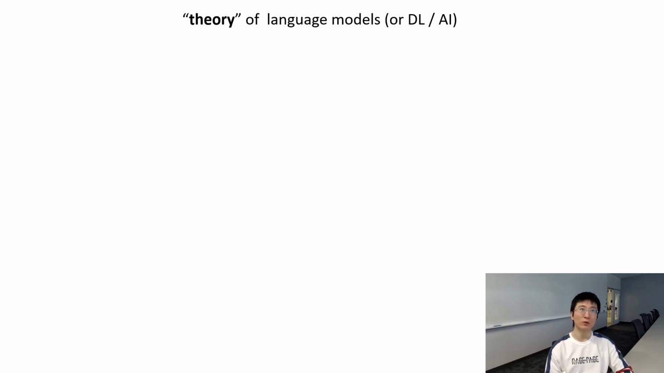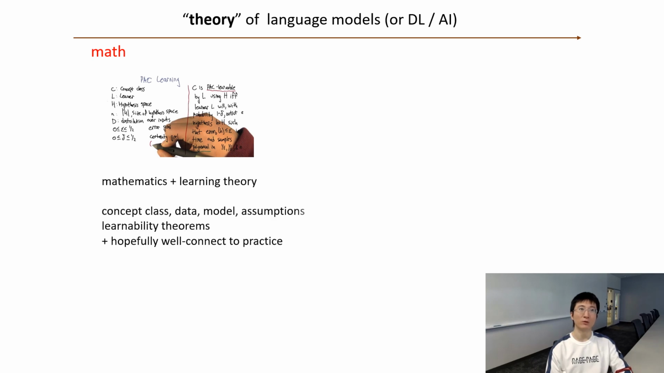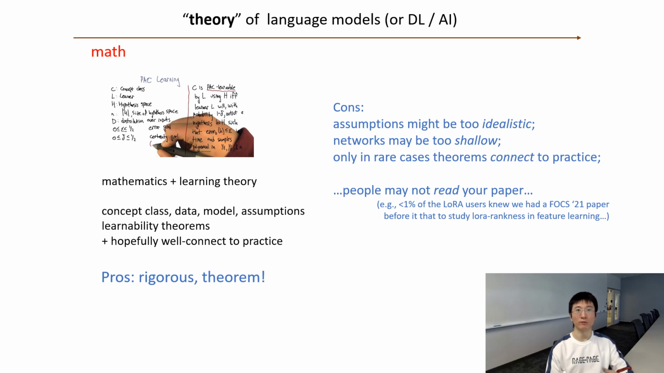That is, I generally work on the theory of language models, but the word theory can really mean a full spectrum of things. On one extreme, there is mathematics or learning theory, in which we prove rigorous theorems. But on the other hand, we have to make assumptions, right? So there are a lot of cons with respect to this type of math approach to study the theory of language models. In particular, the assumptions we make are sometimes very idealistic, and the networks we can analyze are sometimes very shallow, like a two-layer transformer, and so on. So this is roughly how the math approach looks.